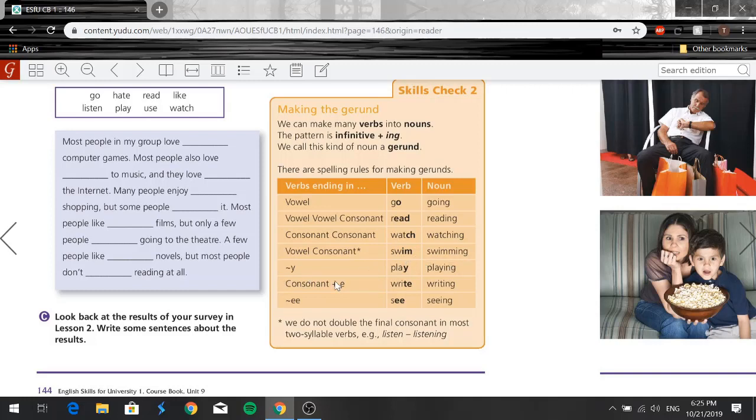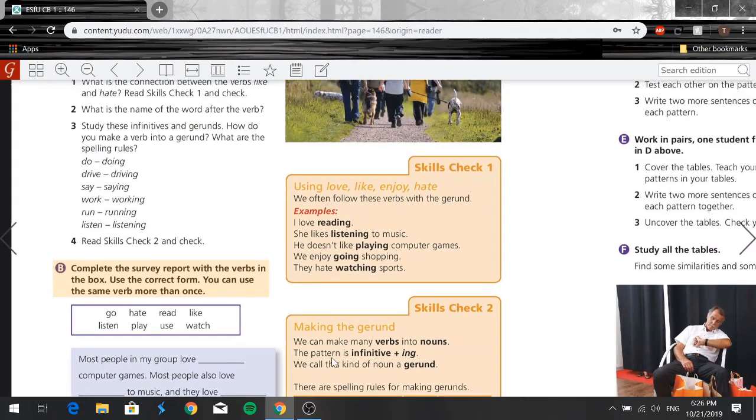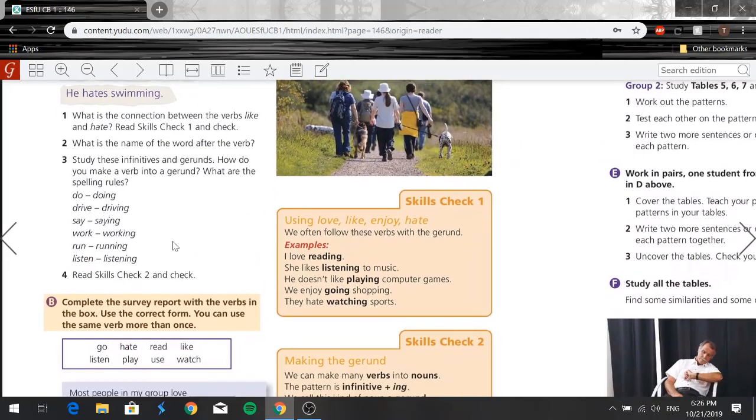And then you have Y. Whenever you see a Y, don't change anything, just add ing as well, okay? And here we have, just like we said, consonant plus E, just like drive. You're going to get rid of the E and add ing. And if you have double E, then you'll just keep them and add ing as well, okay? So that was exercise A3.